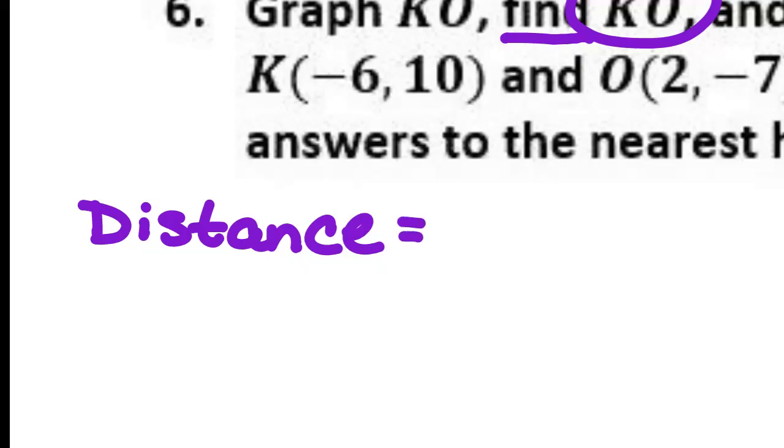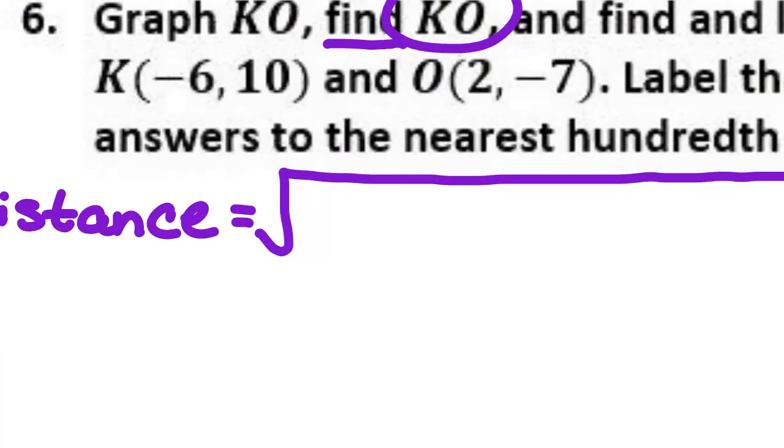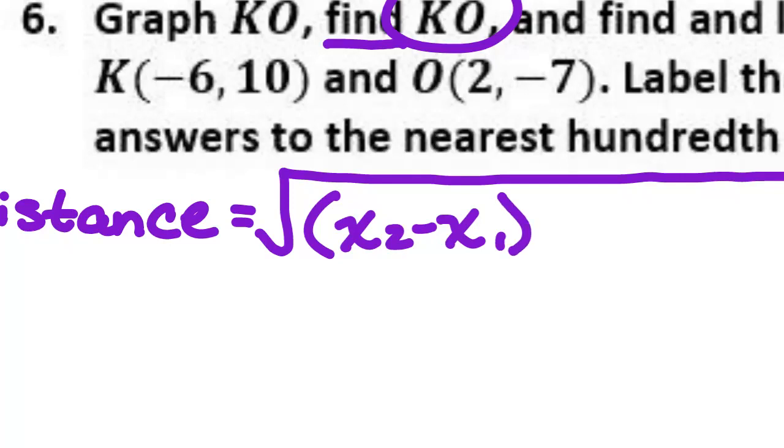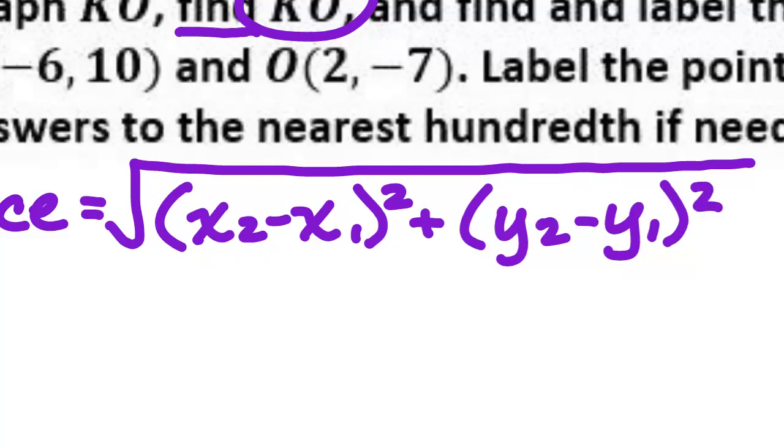Distance is equal to, what is my distance formula? Big ol' square root. Absolutely, that's where we start. What next? x2 minus x1 inside parentheses. And then what do I do to that? Square it. Plus y2 minus y1. Close the parentheses and square it.